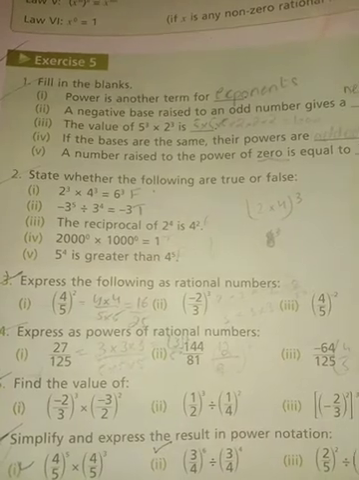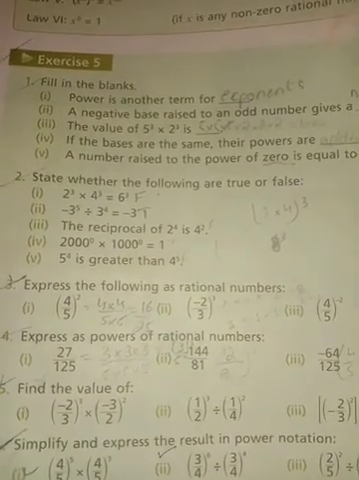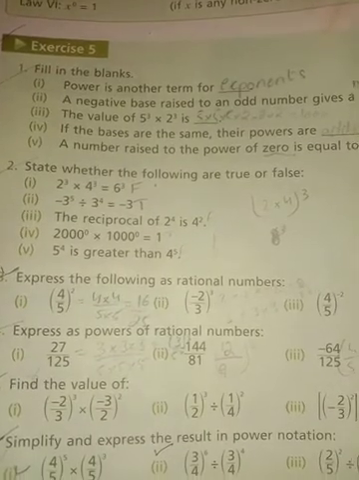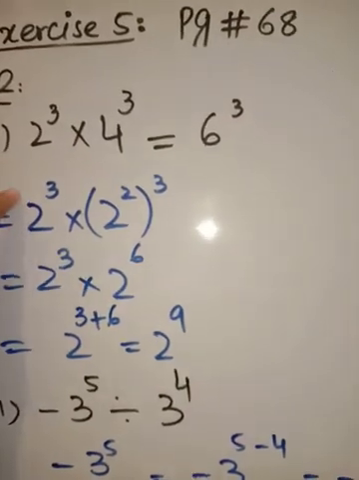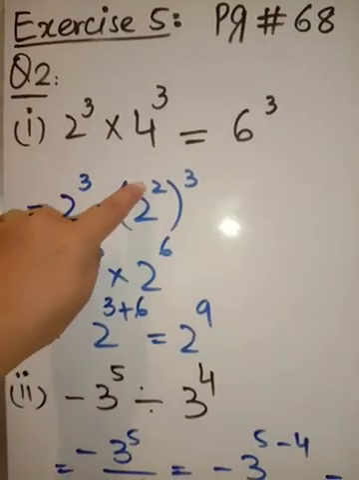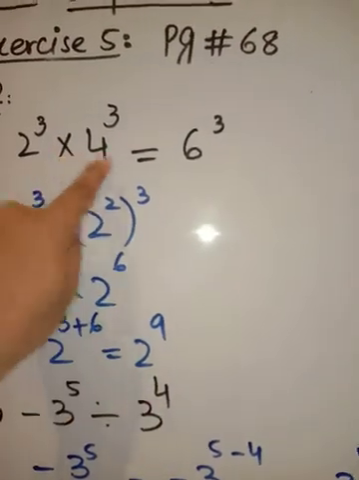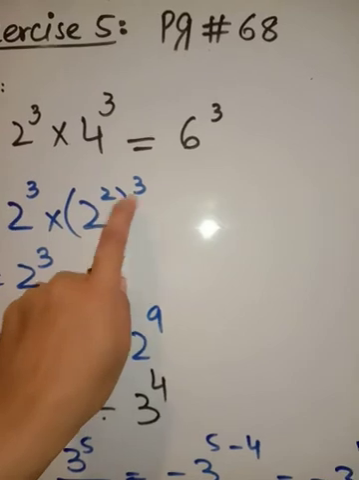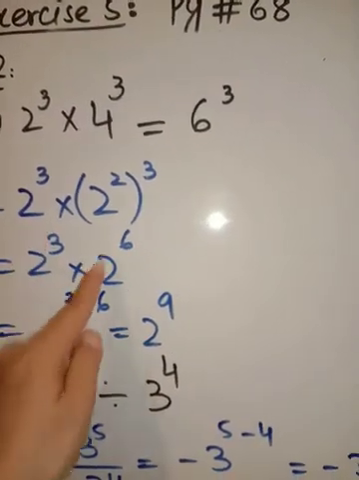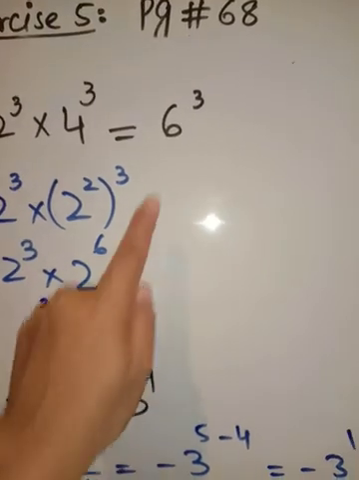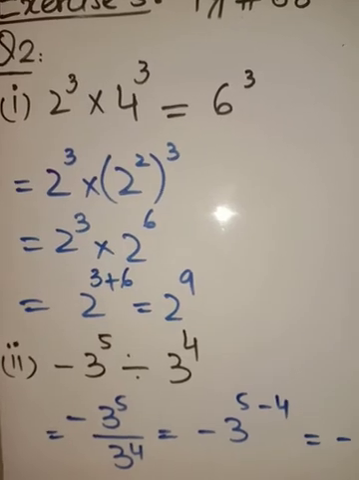Moving towards question number 2, we have to state whether the following are true or false. 2 cube multiplied by 4 cube is equal to 6 cube. Is it true or false? Let's check it out. 2 cube, we make 4 as 2 square also. So 2 cube, 2 square as 4, whole raised to power 3. 2 3s are 6. Base is same and multiplying, so add the powers, 3 plus 6, 9. So we got 2 raised to power 9, not 6 raised to power 3. So first true false is false.